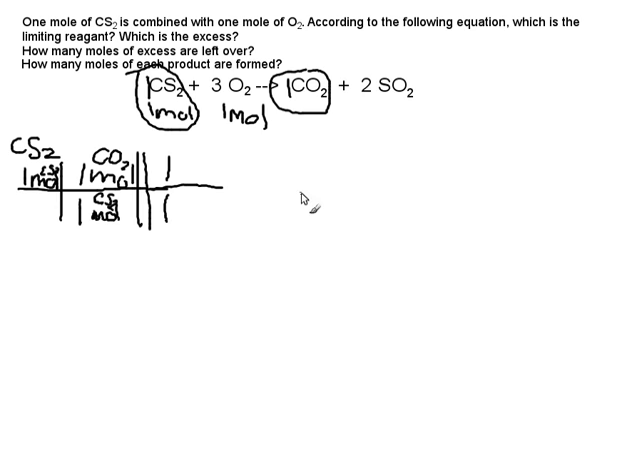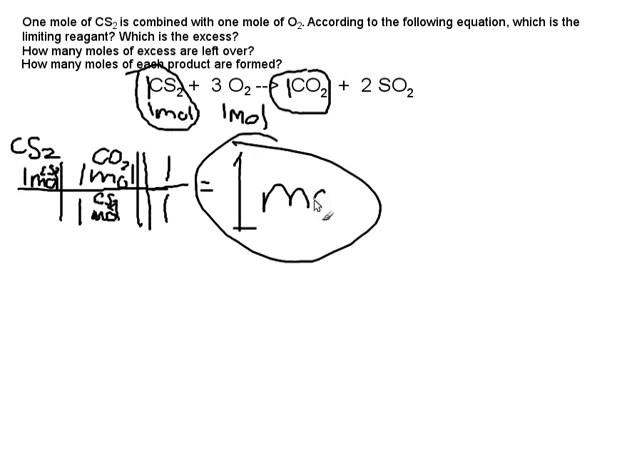Now, for those of you math geniuses out there, 1 divided by 1 is, wait for it, 1! I'm gonna make it giant. Okay, 1 mole, because, you know, labels are always important. So, we have 1 mole of CO2 made with 1 mole of CS2.